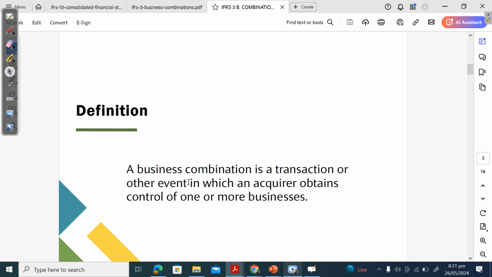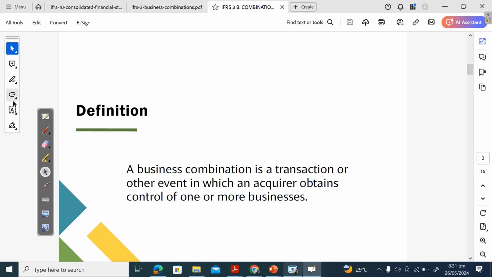According to IFRS 3, business combination is a transaction or other event in which an acquirer obtains control of one or more businesses. Like the illustration we looked at earlier, it is when a parent company, or one company, takes over a portion or full control of another company. In this case, the acquirer represents the parent, the company that takes over another company. That company is called the acquirer.